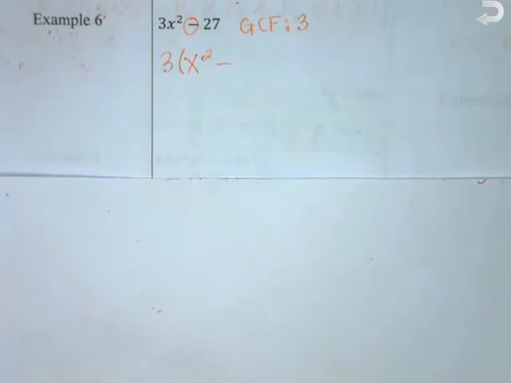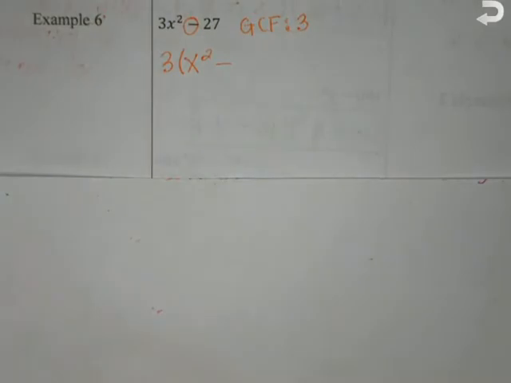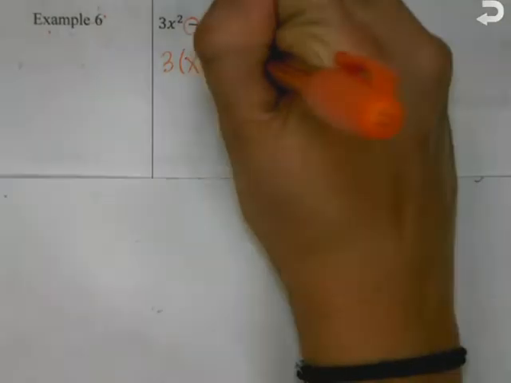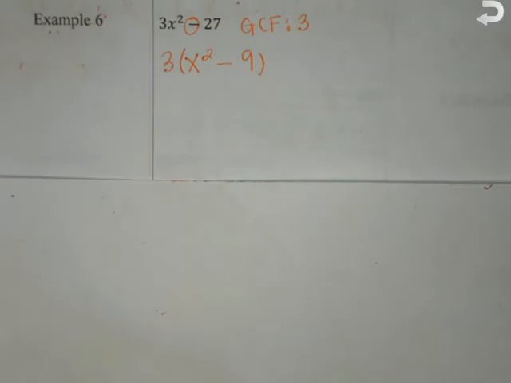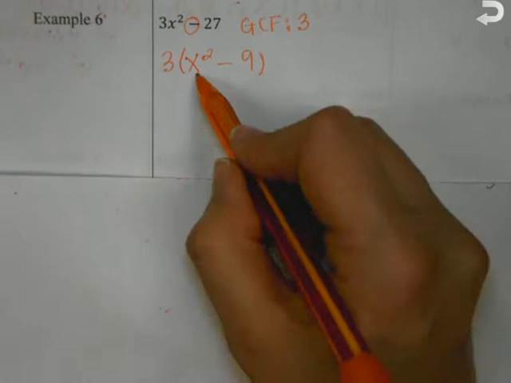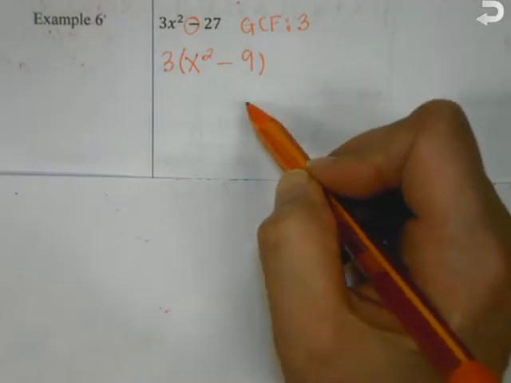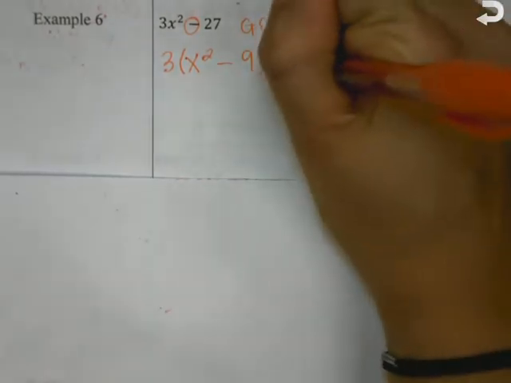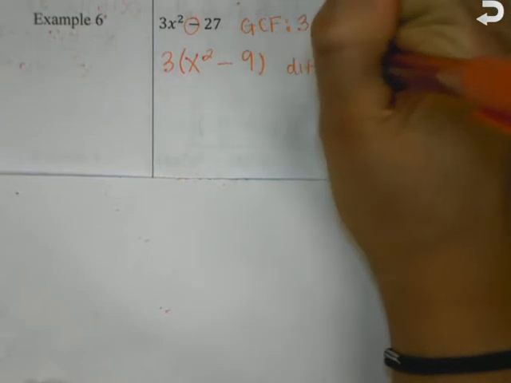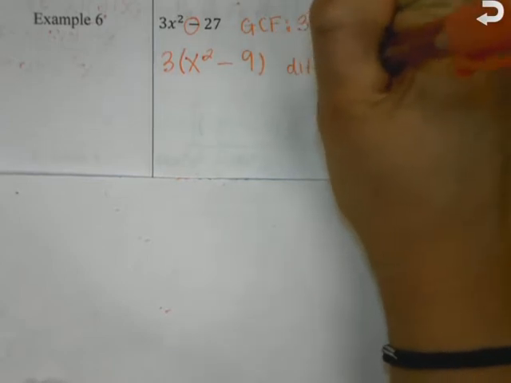Now what do you see? He sees x squared. Is 9 a perfect square? Yeah. So now do we have a difference of 2 squares? We do. So this is now a difference of 2 squares. Okay, so bring the 3 down. Set up your difference of 2 squares.